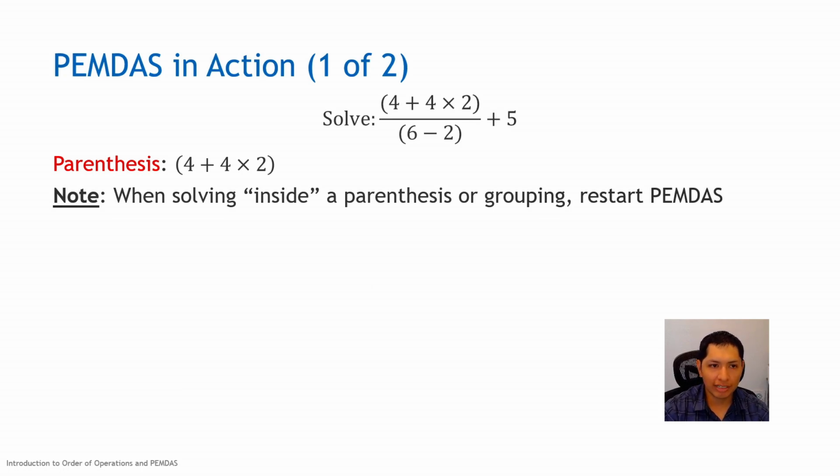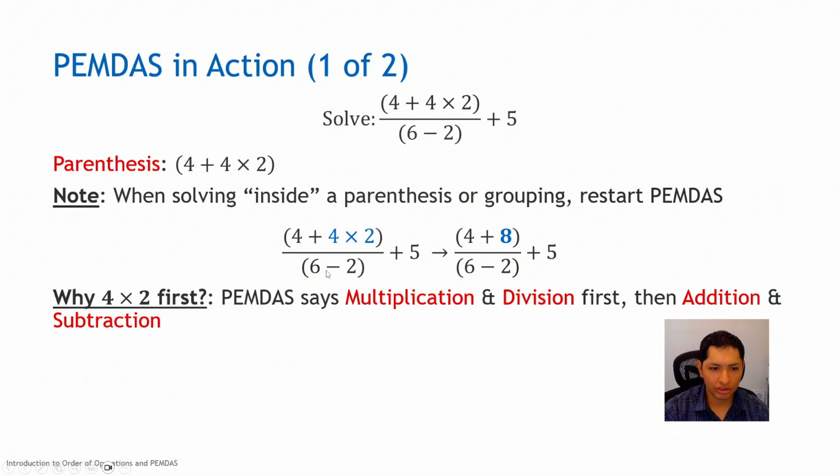So now we are applying PEMDAS from the start on 4 plus 4 times 2. If we use PEMDAS on 4 plus 4 times 2 only, there are no parentheses, there are no exponents, and then we do multiplication and division first. And that is what we do. When looking at 4 plus 4 times 2, we do multiplication or division first, and then addition or subtraction. Because again, when you go inside a grouping, you restart PEMDAS, and MD, or multiplication and division, happens first. So solving 4 times 2, that becomes 8, and plug that back into the equation. It now looks like 4 plus 8 over 6 minus 2 plus 5.